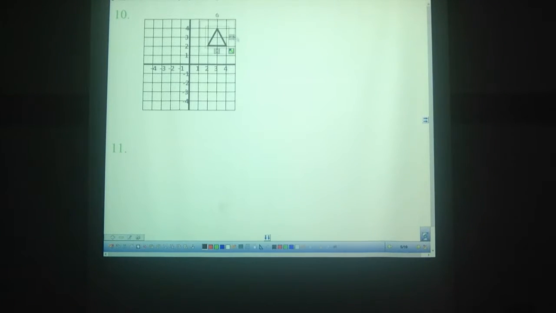We also have stretches where it might just stretch one way or the other. That it might stretch to the left or stretch horizontally or stretch vertically.